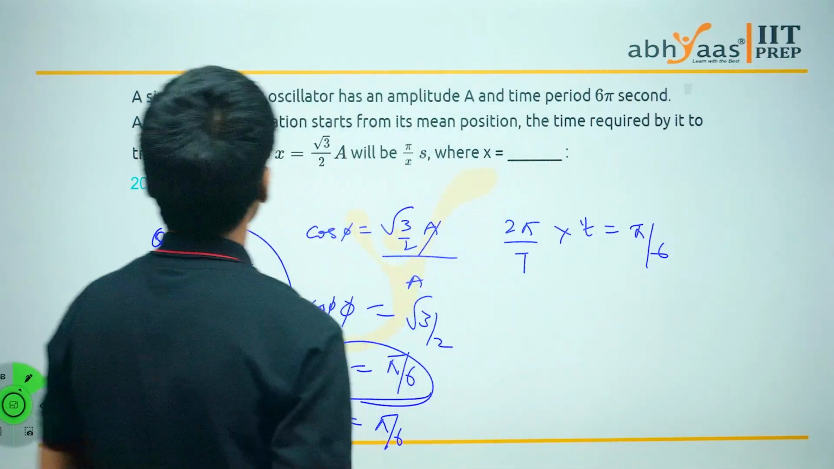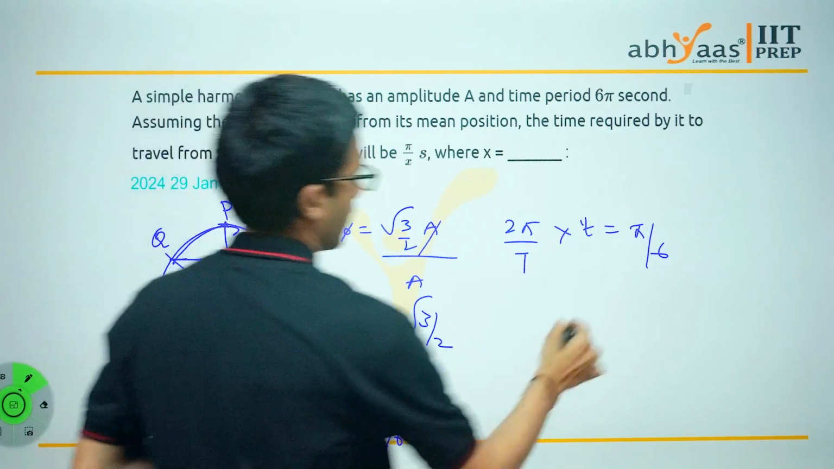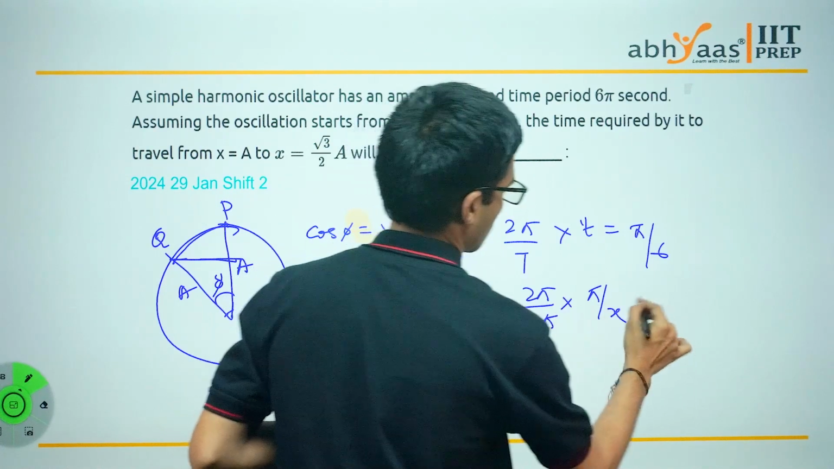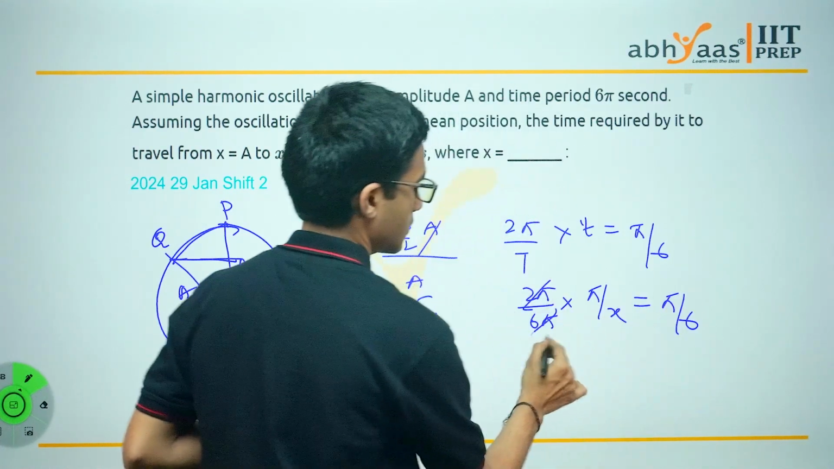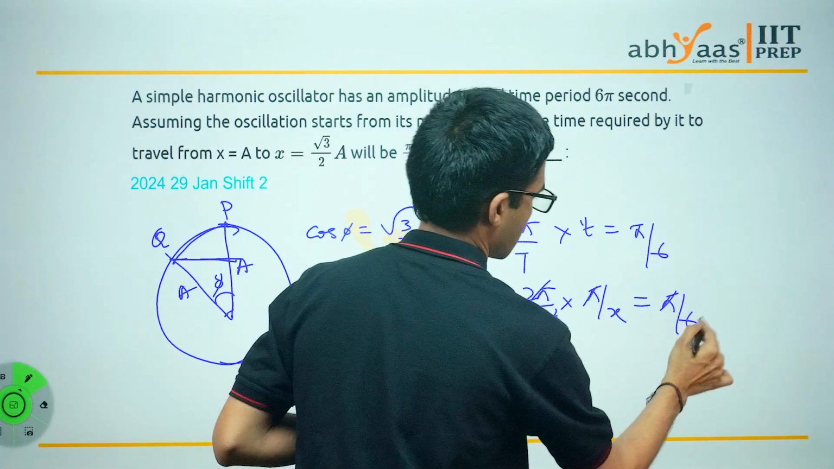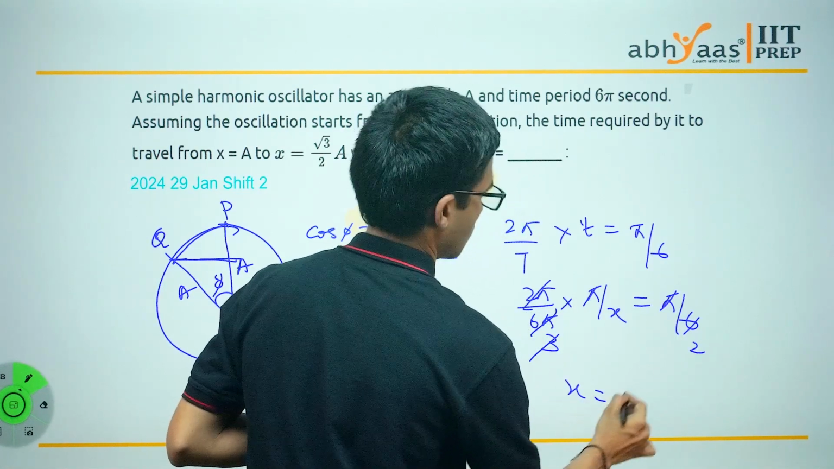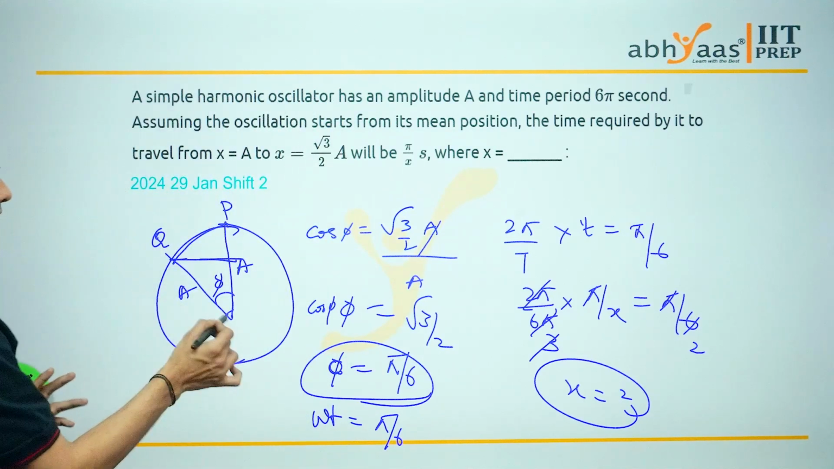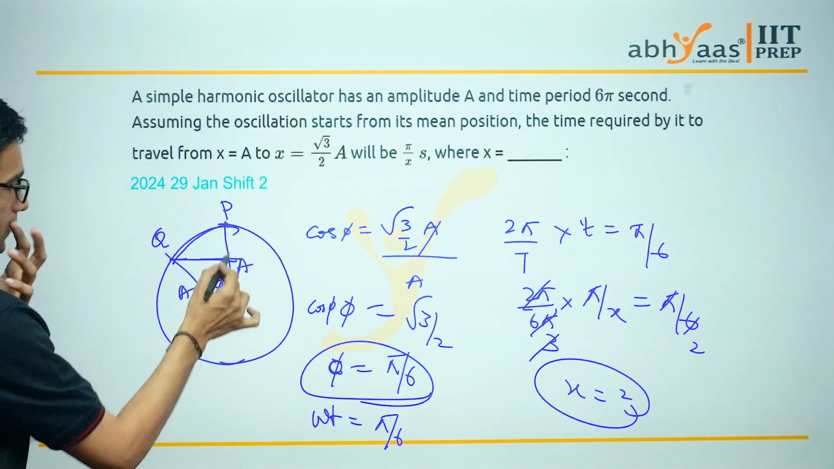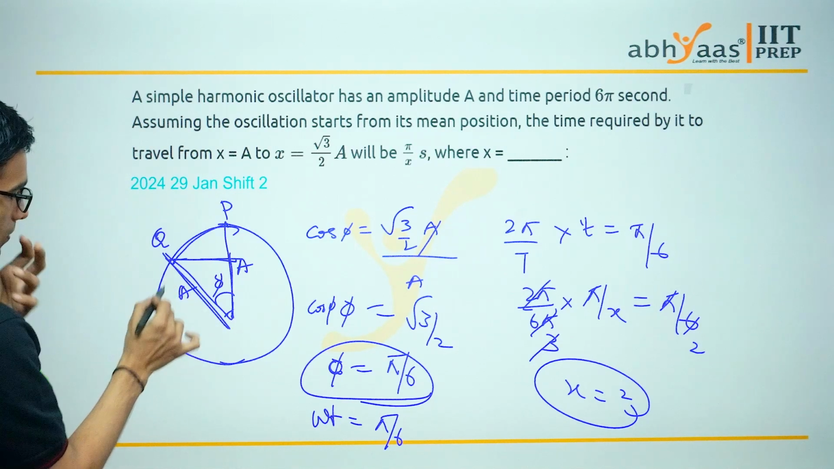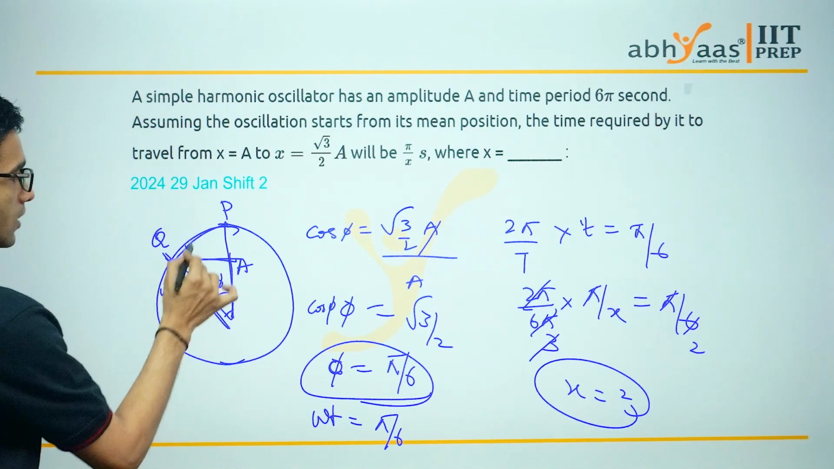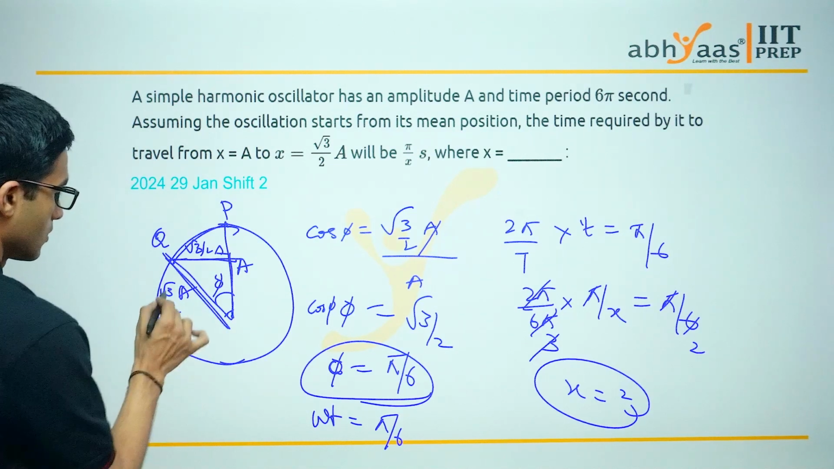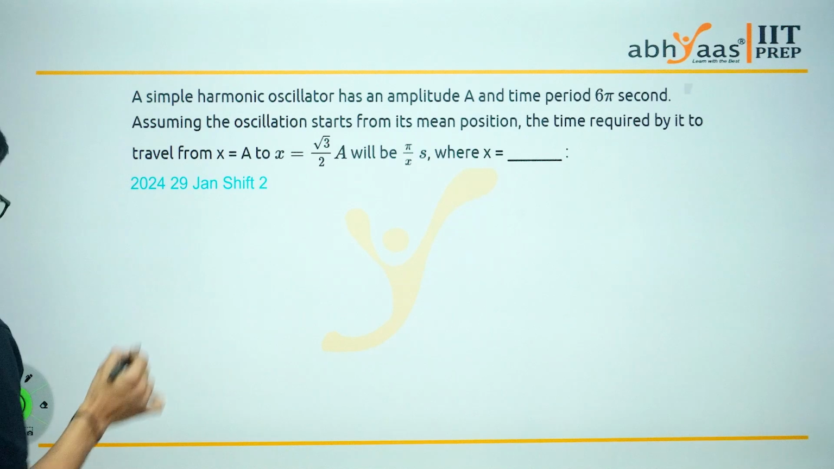So the time required is pi by x. Substituting, 2 pi by 6 pi into t is equal to pi by 6. This is 3, right? So pi gets cancelled, and this is 2. So x is equal to 2. This is the answer. The only thing I have taken in this triangle is cos phi. This is root 3 by 2 a, and this is also a only, because it's the radius. Radius is a only.